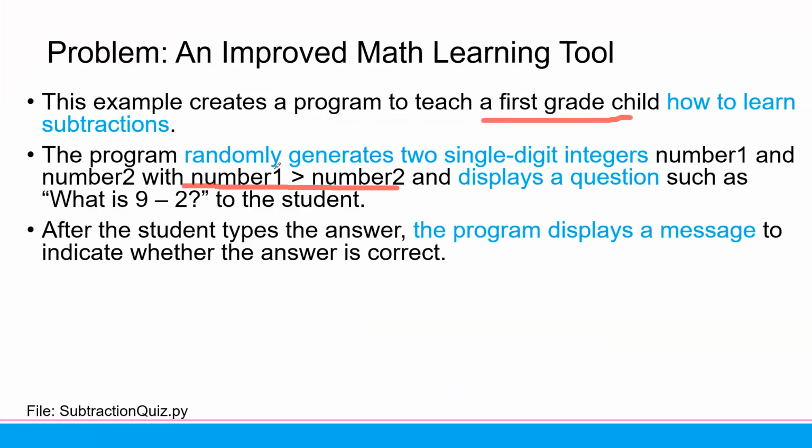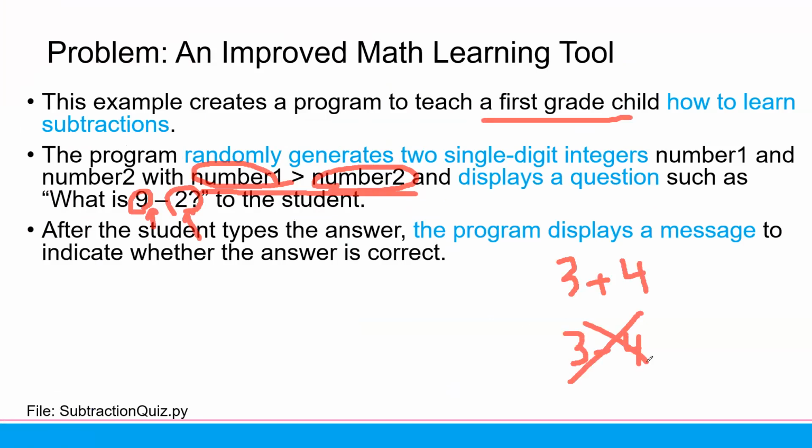Then we need to make a program so that number 1 will be greater than number 2. So for every problem like 9 minus 2, the first number should be higher than the second number. If you do the addition, maybe 3 plus 4, okay. But if you do the subtraction, 3 minus 4, this is not okay.